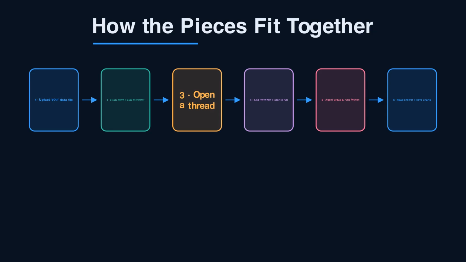5. The agent writes and executes Python against your file. And 6. You read back the text answer and download any images it generated. Every step maps to 1 or 2 lines of code, so keep this picture in mind.